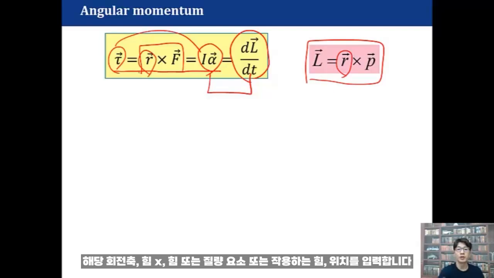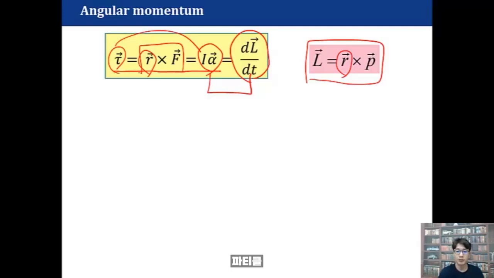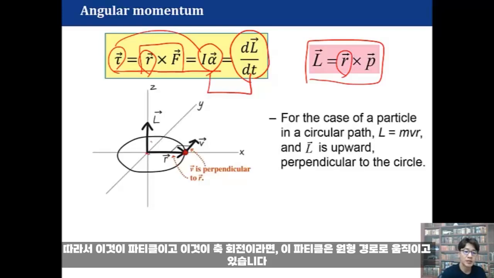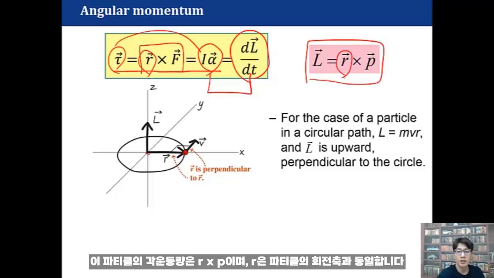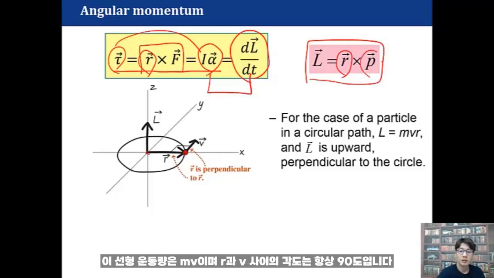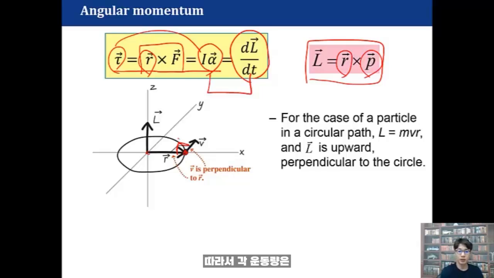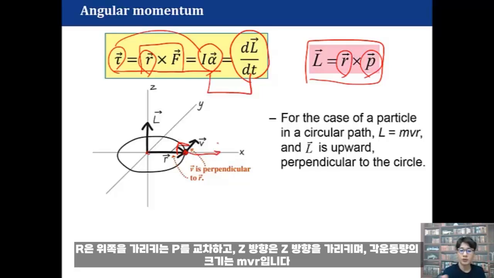It goes from the rotational axis to the force or mass element, the position of the particle. So if this is the particle and this is the axis of rotation, this particle is moving in a circular path. The angular momentum of this particle is r cross p. r is from the axis of rotation to the particle, and this linear momentum is mv, and the angle between r and v is always 90 degrees. So the angular momentum, r cross p, points upward in the z direction, and the magnitude of angular momentum is mvr. Okay?